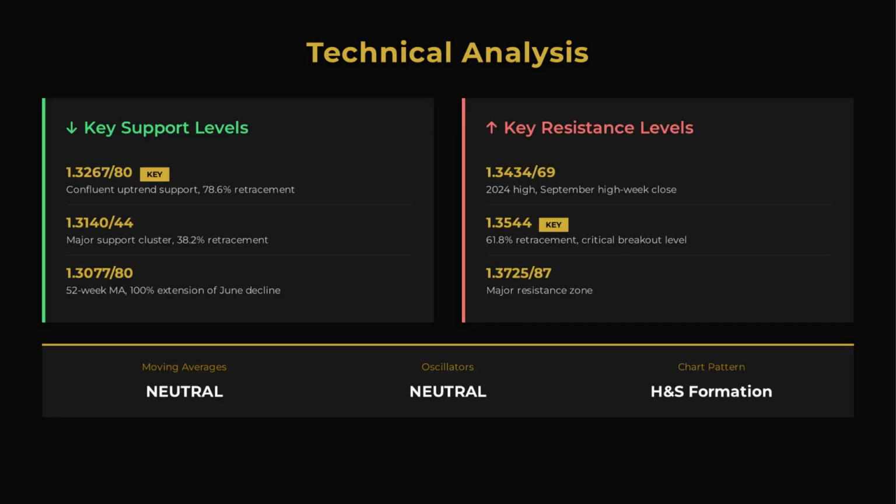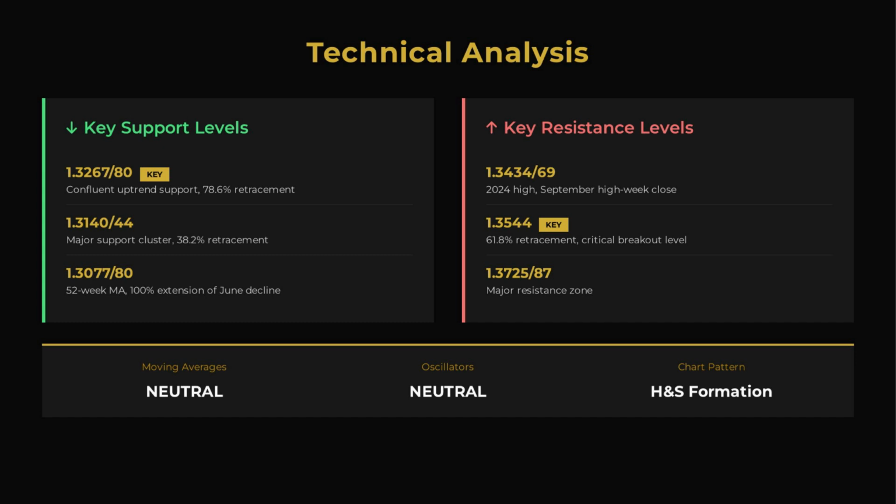From a technical perspective, GBP/USD is consolidating between critical levels. Key support sits at 1.3267 to 1.3280, representing confluent uptrend support and the 78.6% retracement level. Below that, major support is found at 1.3140 to 1.3144, a significant cluster zone. On the upside, resistance begins at 1.3434 to 1.3469, the 2024 high and September high week close.